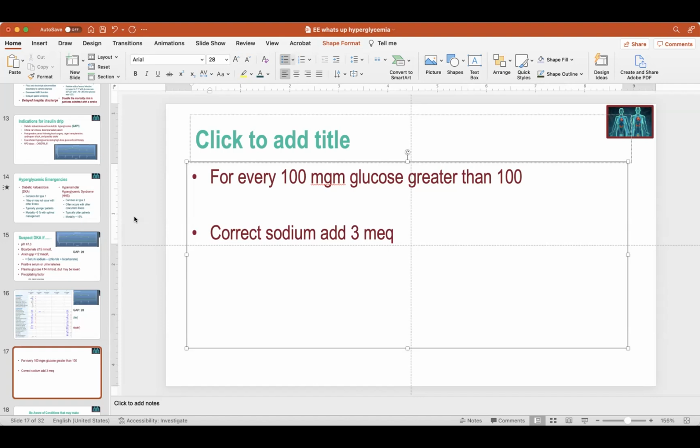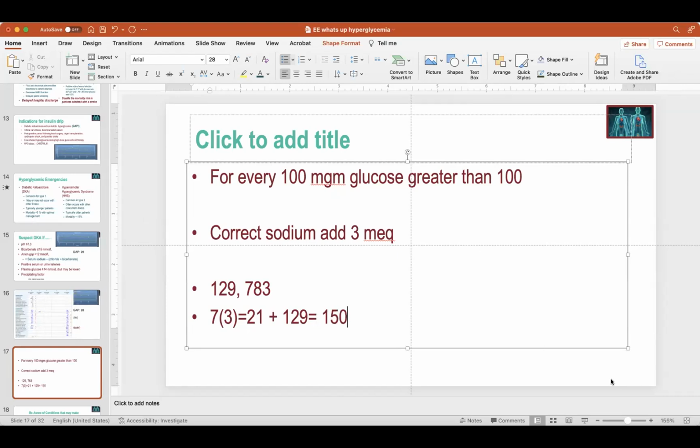Okay, so our patient's sodium was 129. His glucose was 783. So I'm going to round that up to 800. That's 7 hundreds greater than normal. So now I'm going to say 7 times 3 equals 21. I'm going to add that 21 to my patient's measured sodium, 129. And that makes my corrected sodium 150.